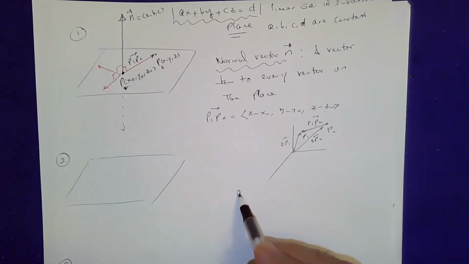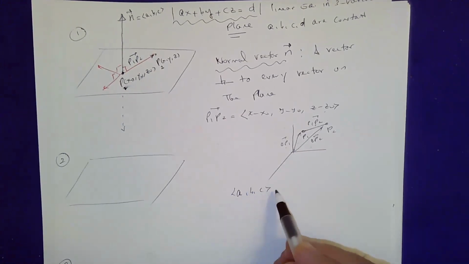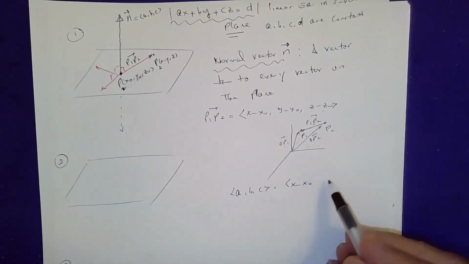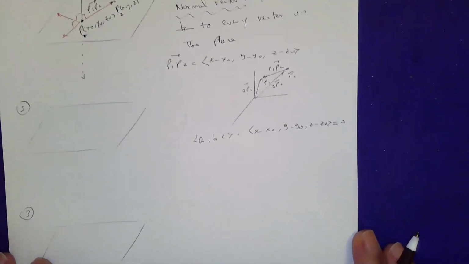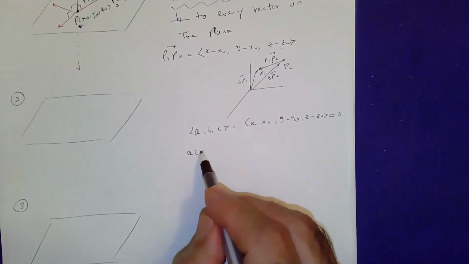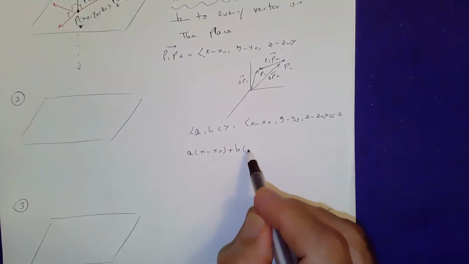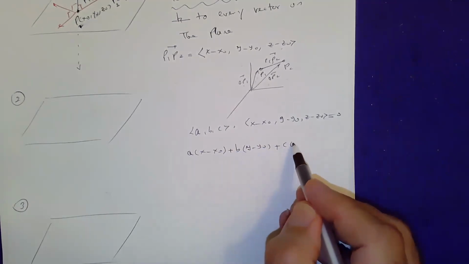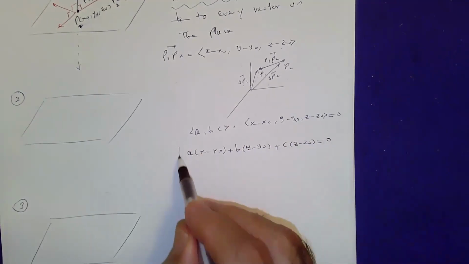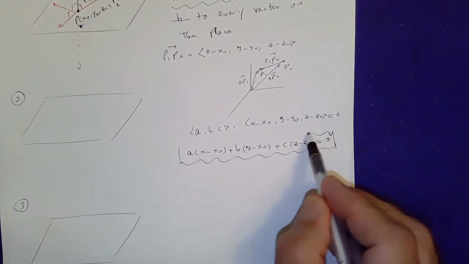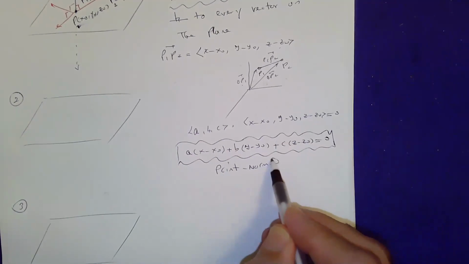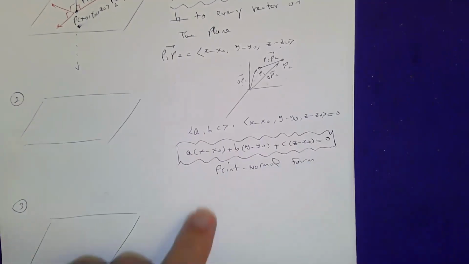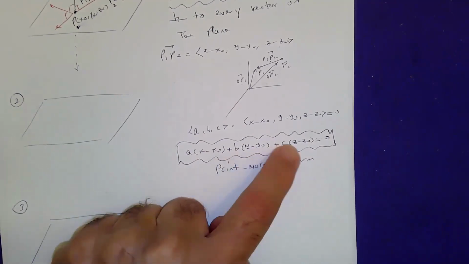So we're just going to go A, B, C dotted with x minus x0, y minus y0, z minus z0, and this should be equal to 0. If you take the dot product, you get a times x minus x0, b times y minus y0, c times z minus z0 equals 0. What is the name of this format? It's called point normal form. The point is inside the parentheses, x0, y0, z0.